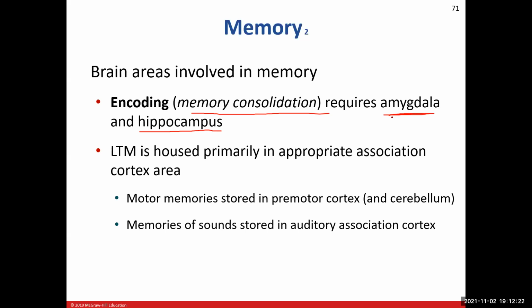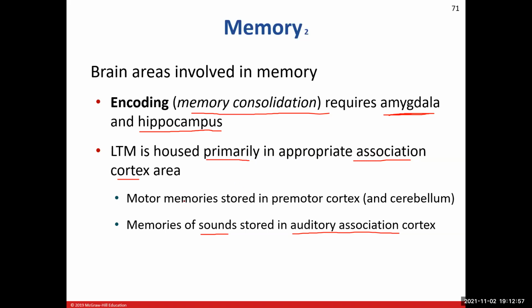So long-term memory, all right, is going to be primarily located in, this is important, the appropriate association cortex area. Okay, perfect example, sound memories, right? They're going to be stored in the auditory association cortex, right? Visual memories will be stored in the visual association cortex. So that's what we're trying to do.